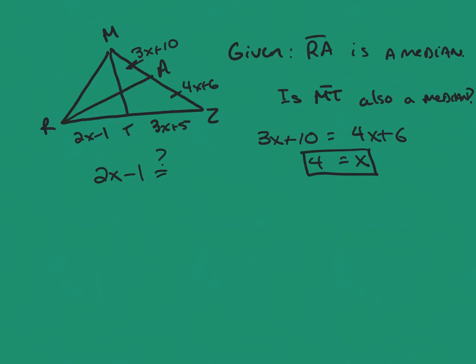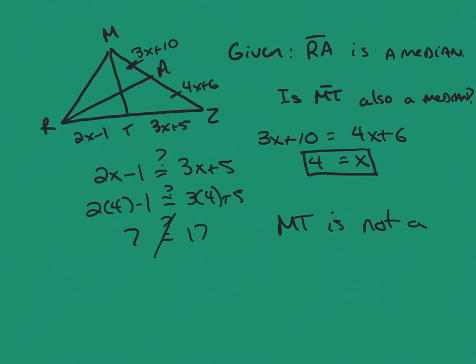Let's put a question mark over that equal sign, and we'll plug in. So 2 times 4 minus 1, does that equal 3 times 4 plus 5? Well, clearly on the left we get 7, and on the right we're going to get 17. So those are not equal. So since they're not equal, MT is not a median. All right, let's take another look at how altitudes can get applied in a problem.